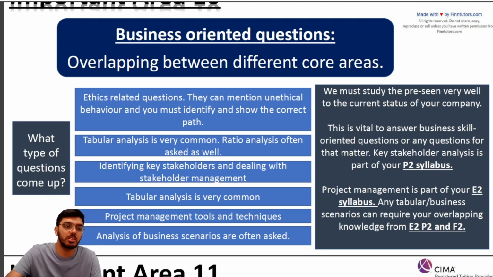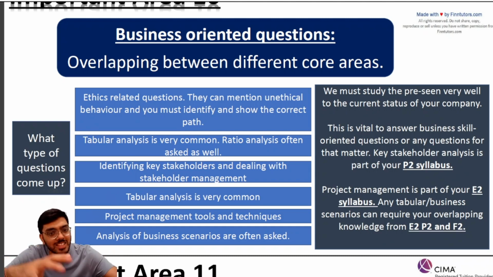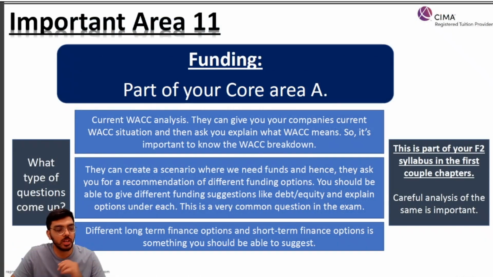So your stakeholder management, part of your P2 syllabus, project management, part of your E2 syllabus, tabular analysis, ratio analysis, part of your F2 syllabus. So as I said, these areas are overlapping, but these are topics that often come up in the exam. The final topic in this series is funding. Now funding is part of your core area A. It's the first core area, the first blueprint. Nothing like this is the most important topic or core area A is the most important blueprint. Nothing like that. All 11 topics and all types of questions that we have discussed are ones that often come up, and that is why we point them out to you.